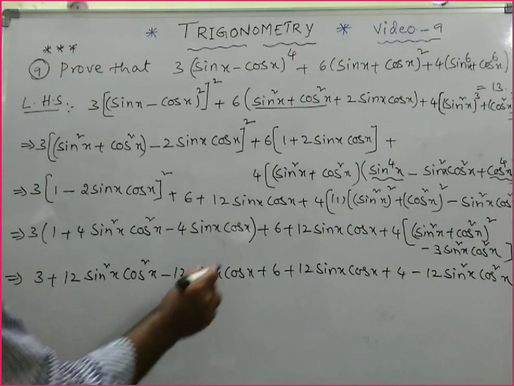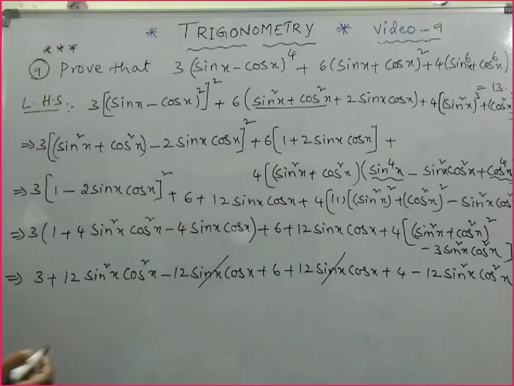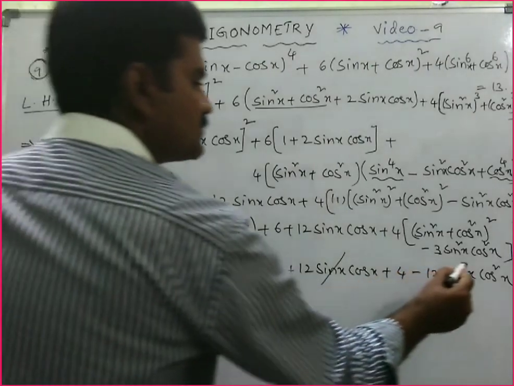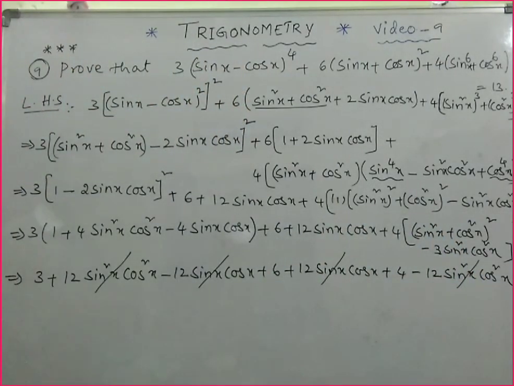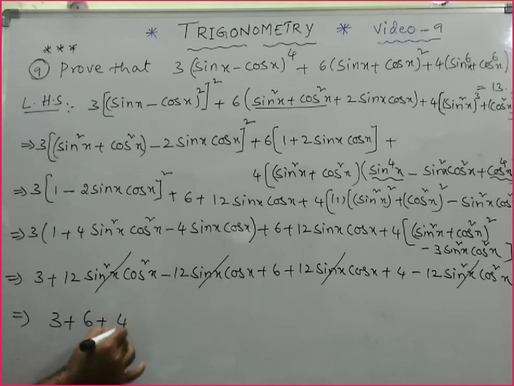So see here, this term and this term both are cancelled. Even plus 12 sin square x into cos square x and minus 12 sin square x into cos square x also cancelled. Now 3 plus 6 plus 4. So together 13. So that is what we need to prove.